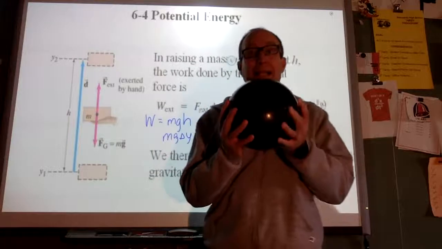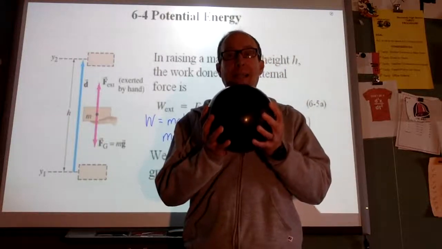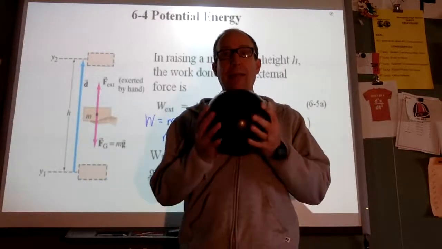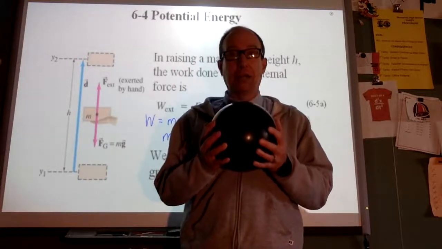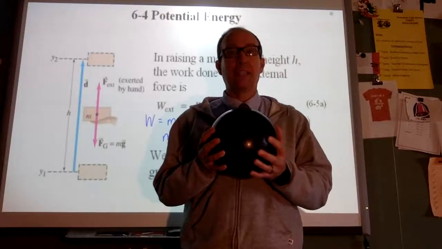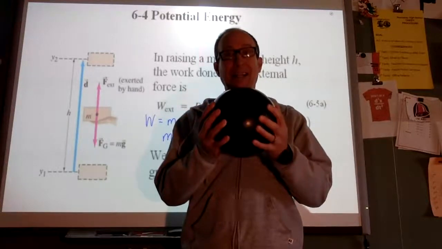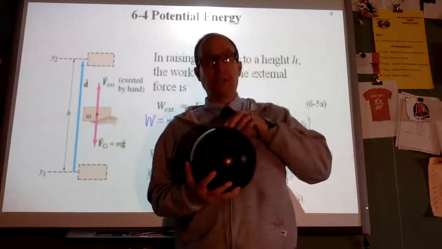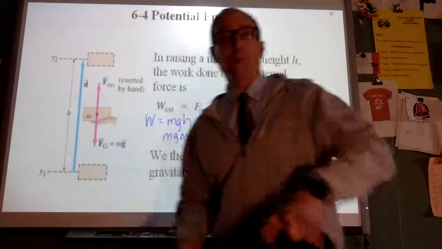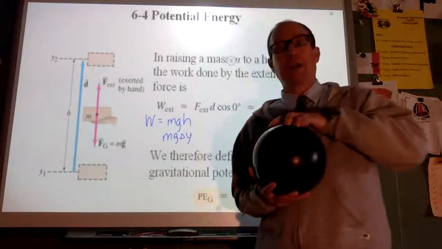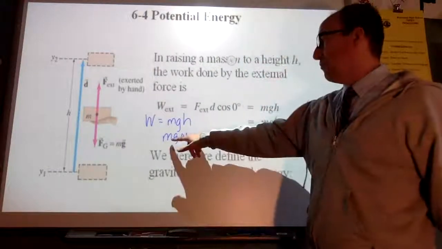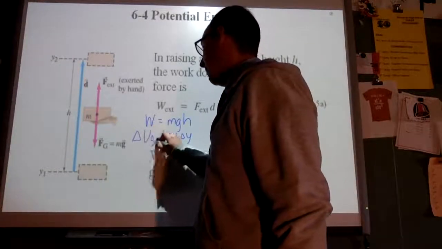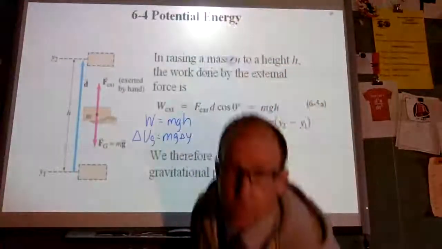Now, once Lotsie is up here, Lotsie has more energy than it did on the ground. And that energy that it has is potential energy due to gravity. This is dependent on both Lotsie and the Earth because there's a gravitational field that Lotsie is feeling. If Earth isn't there, Lotsie doesn't have any potential energy. This is what the formula is for potential energy due to gravity. I'm going to put Lotsie down.